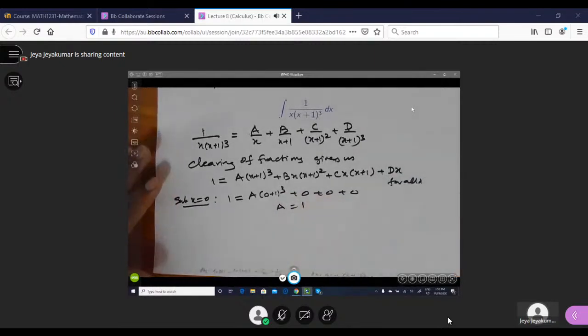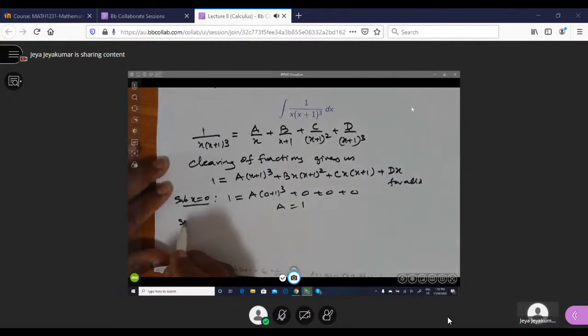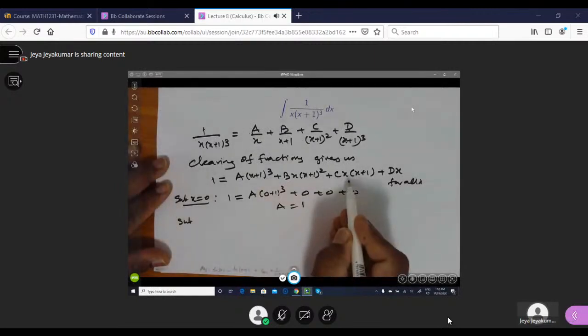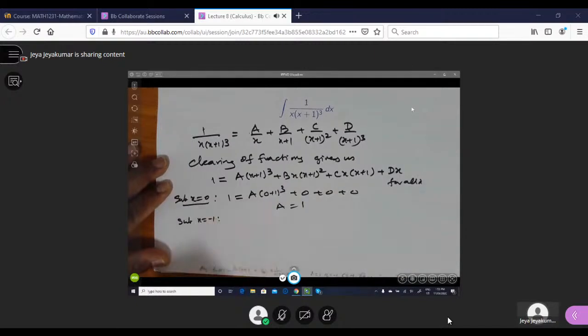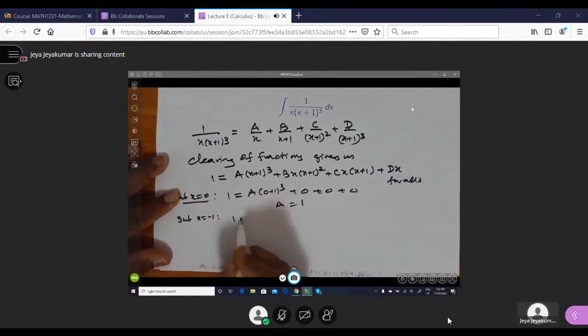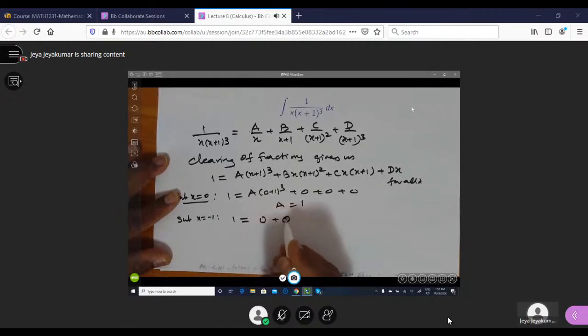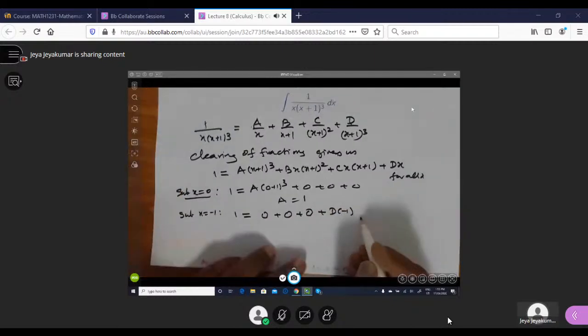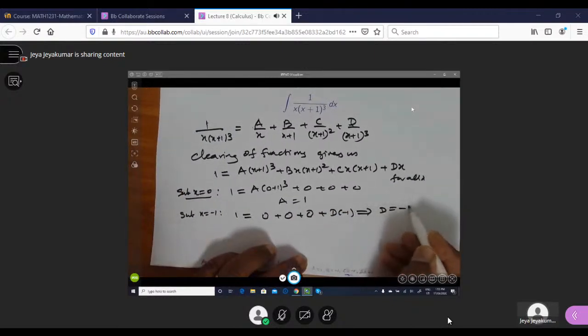So what is the other nice number which we can substitute to find the constant? Well, yes, exactly. Because the x plus 1 term appears in the cubed term, substitute x equals minus 1. So that gives you 1 equals, the first term will be 0, the second term will be 0, the third term will be 0, and d times minus 1. So that gives you d equals minus 1 straight away.